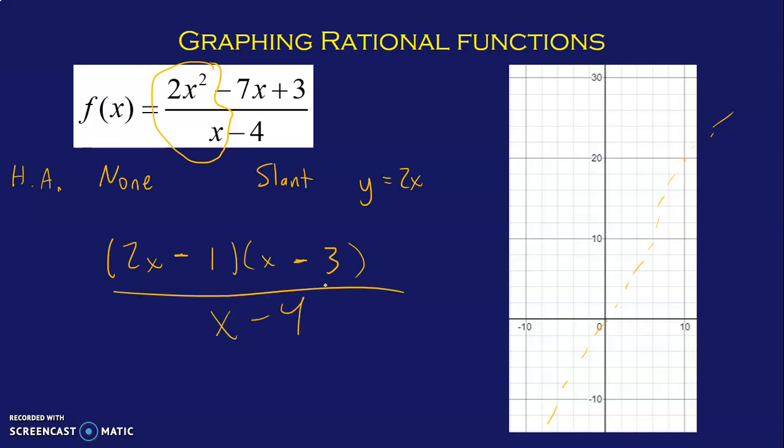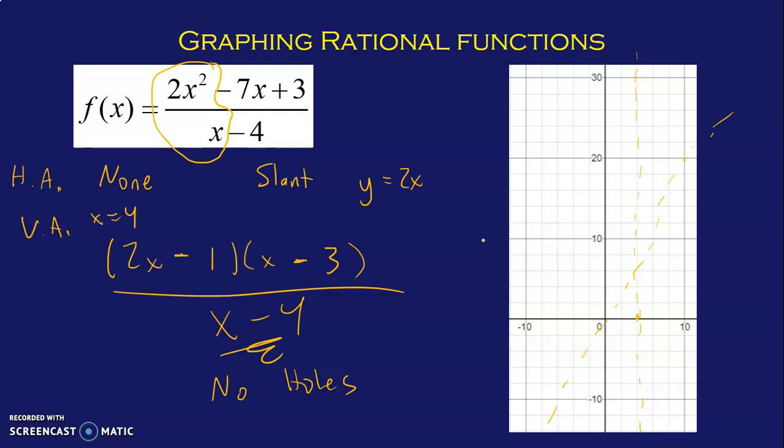And then on the bottom, x minus 4. Nothing can cancel out, so since nothing cancels out, there's no holes, but I do have a vertical asymptote coming from this factor at x equals 4. So over here at 4, there would be a vertical asymptote.